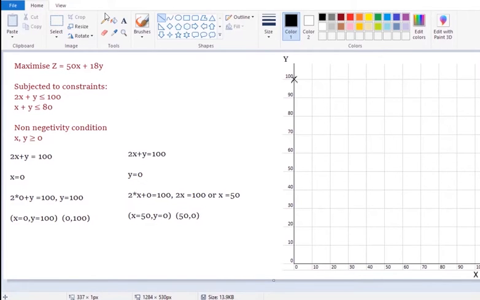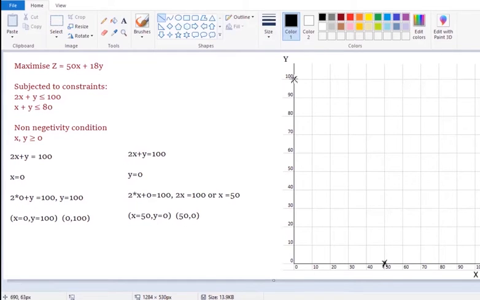Now I am going to put a cross mark here. X equal to 50 and y equal to 0. See, now that I have got two points on this line, I can draw the line. I can use a scale and a pencil. I can draw from one side to another side. So I'm going to draw this line.